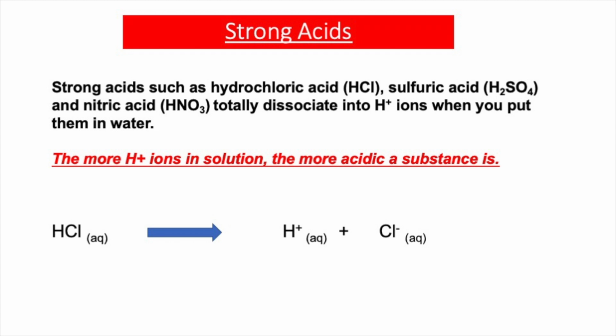Now strong acids include hydrochloric acid, nitric acid and sulfuric acid. And if I had 1,000 molecules of HCl, I would have 1,000 H+ ions being formed, because every hydrochloric acid molecule splits up into H+ ions when you put it in water.